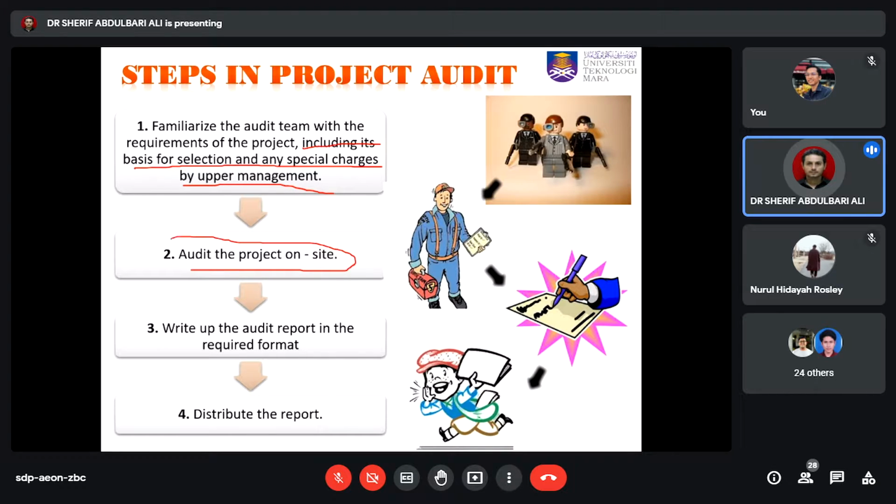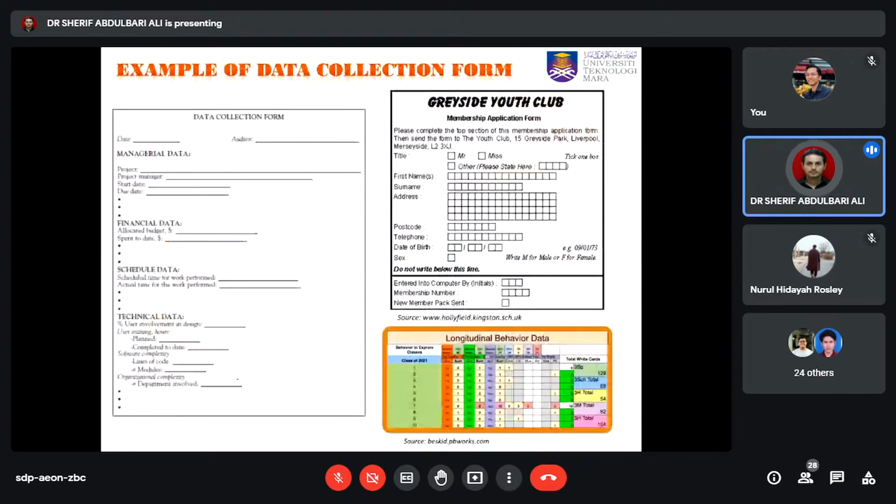So there will be an audit team on the site, and also writing up the audit reports, because once you make the team and they audit on the site, the final step is that you need to write the reports, in the format of the report, and give it to the clients, the customer, and the top management. So these are the four steps. You need to get familiar with the projects. You need to go on the site to audit. Then you need to come up with the reports, and you need to distribute the reports.